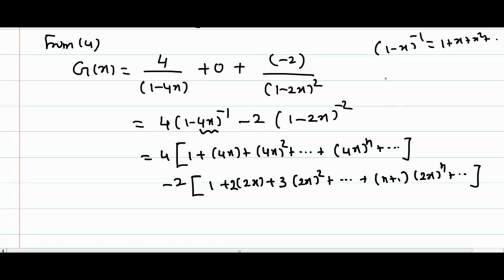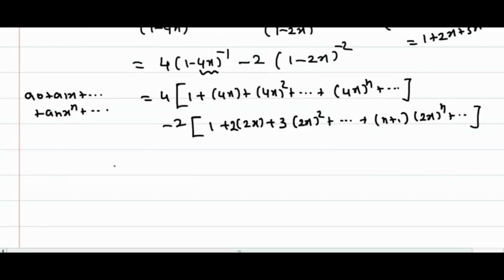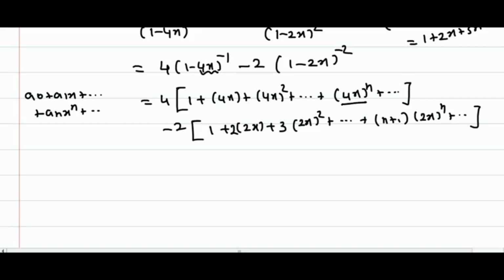Okay, what is the formula? Binomial expansion of (1 minus 2x) power minus 2, that is 1 plus 2x plus 3x square plus etc. Okay, what is the left hand side? G of x can be written as a0 plus a1 x plus etc. plus an x power n plus etc. What is step number 2? Step number 2, we need to find the a n term value. So here I'm going to write this as 4 power n x power n. Okay, and this term can be written as x power n. Both are same. Okay, so we need to find the a n term.